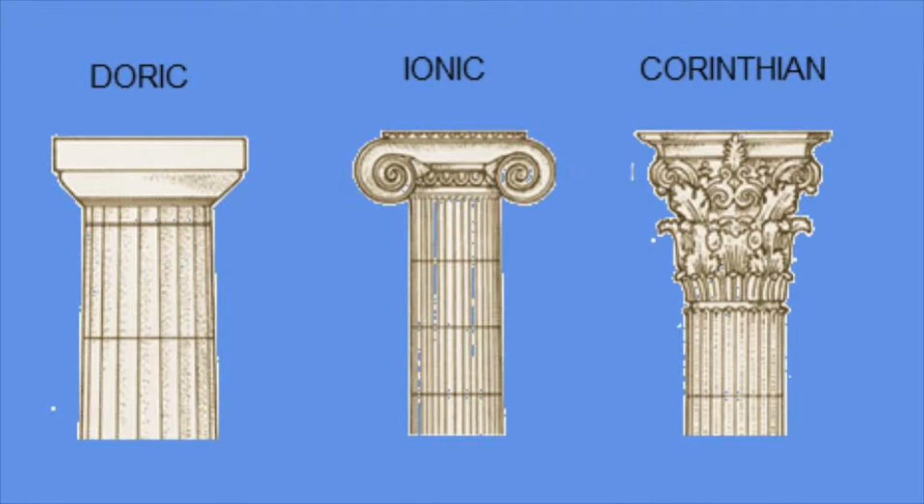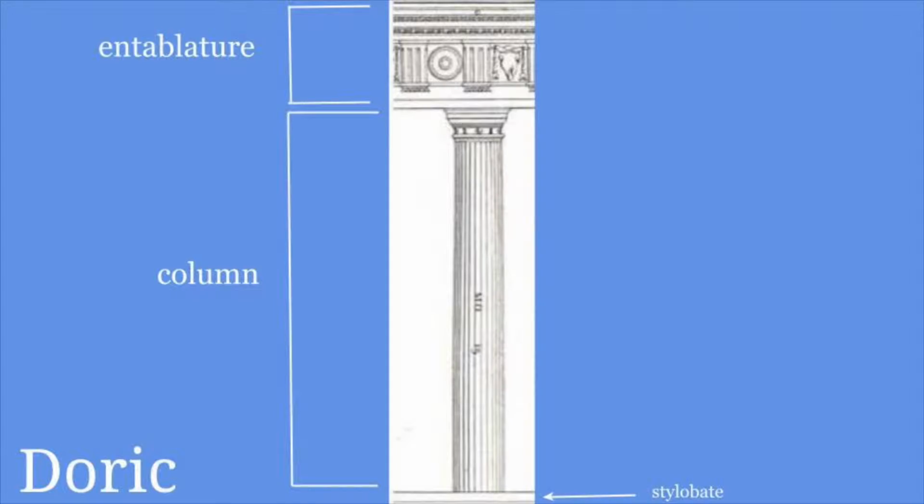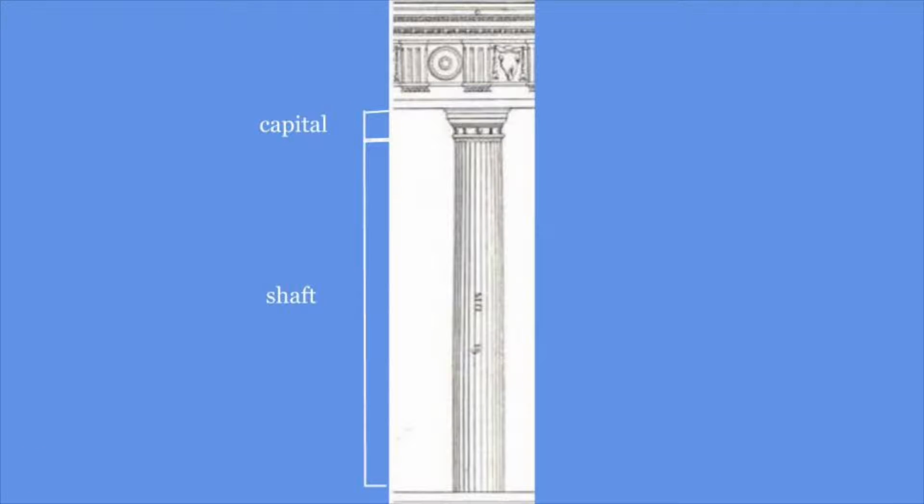There are three different types of columns: the Doric, the Ionic, and the Corinthian. All of the columns are split into two different sections: the entablature on top and then the column itself. Both of these rest on a stylobate. Each part of the column has a shaft and a capital. The capital varies between the different orders. Some are more sophisticated, while others are more decorative.